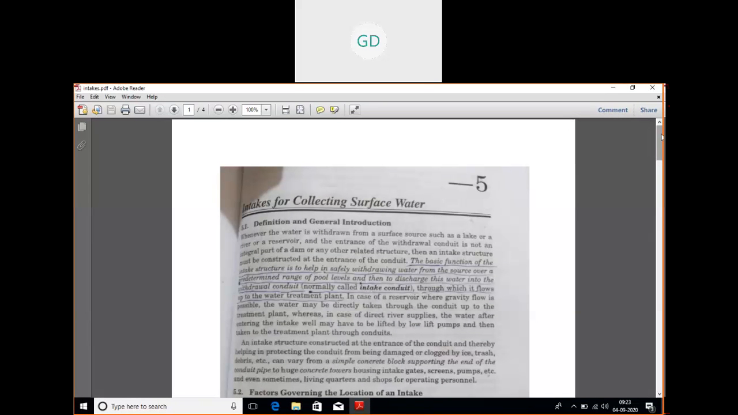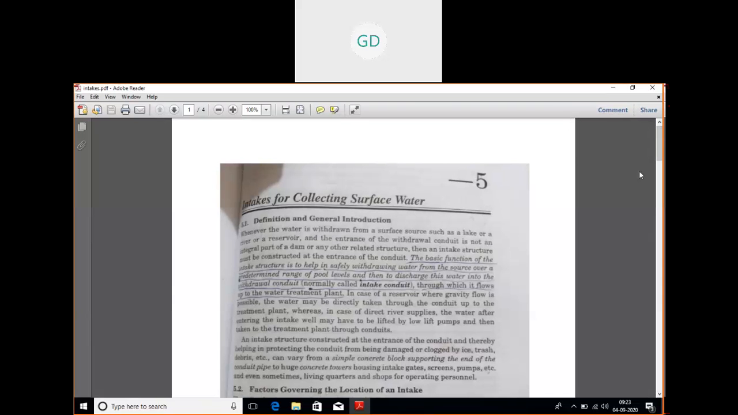So you can take a screenshot of this. Are you able to see my screen? Yes or no? Yes, ma'am. So just take a screenshot and later you write it down in your copy, okay? The definition of intake, the basic function of an intake, it is already marked. I have already kept it marked in my book. So you can just see this basic function. You take a screenshot.